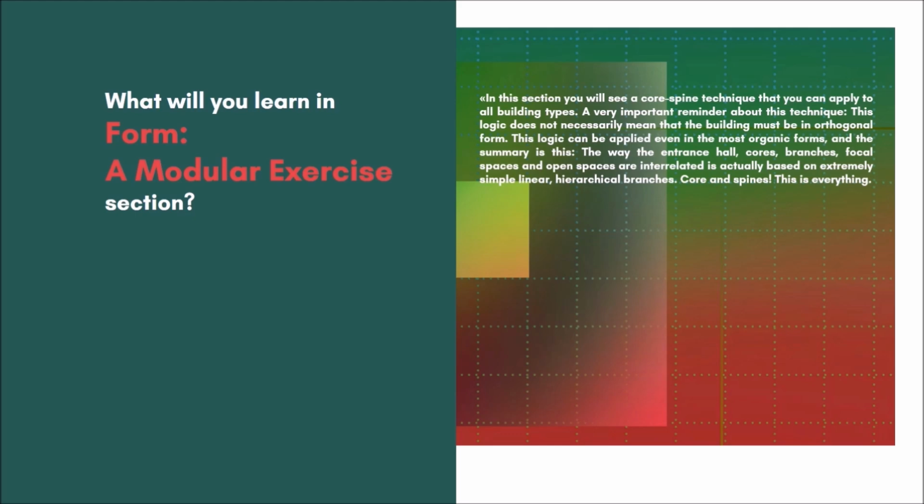hall, cores, branches, focal spaces, and open spaces are interrelated is actually based on extremely simple linear, hierarchical branches. Core and spines. This is everything.